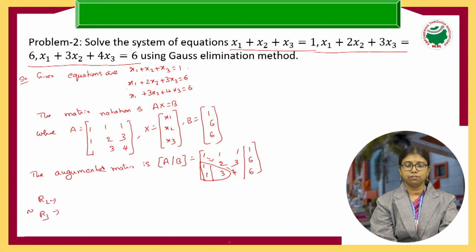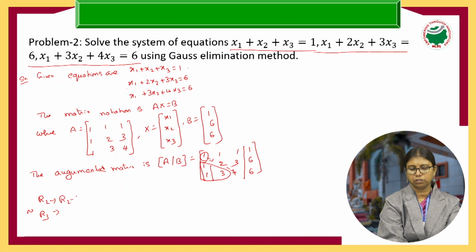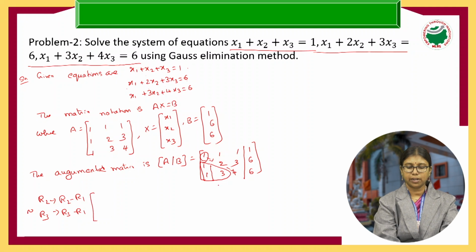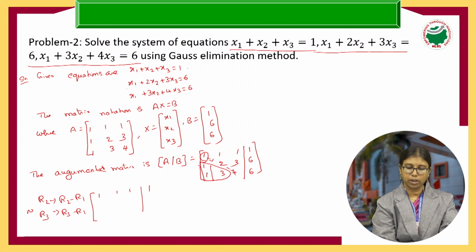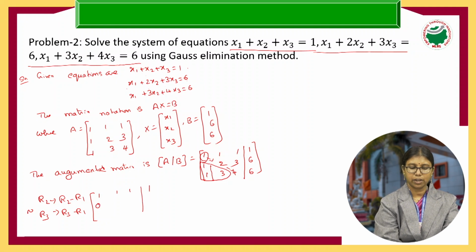So what is the row operation for R2? The corresponding value in R1 is 1. Here also I have 1. So simple row operation, that is R2 minus R1. Similarly for R3 also the row operation is R3 minus R1. Then what about your matrix? We are not changing the first row: 1, 1, 1, 1. Next 1 minus 1 is 0. 2 minus 1 is 1. 3 minus 1 is 2. 6 minus 1 is 5.